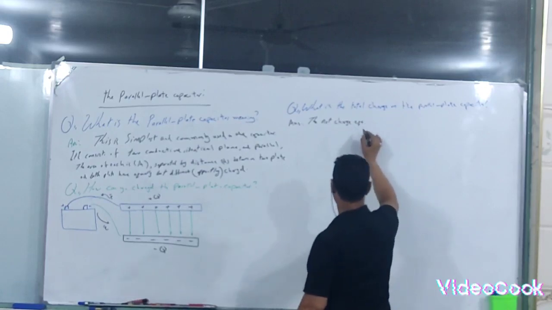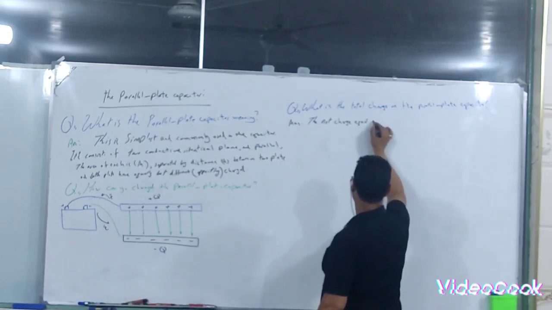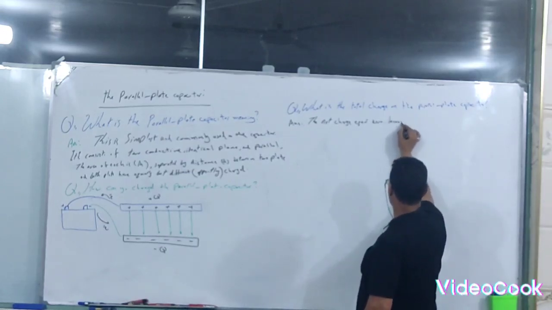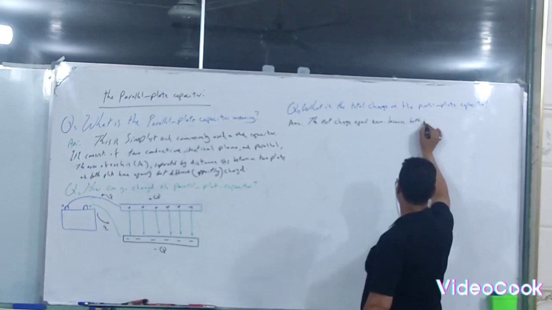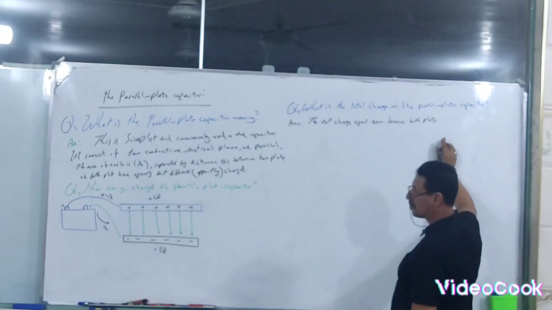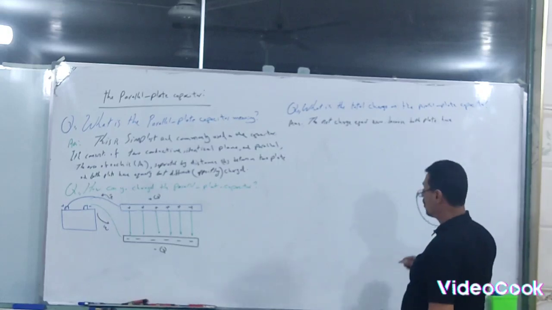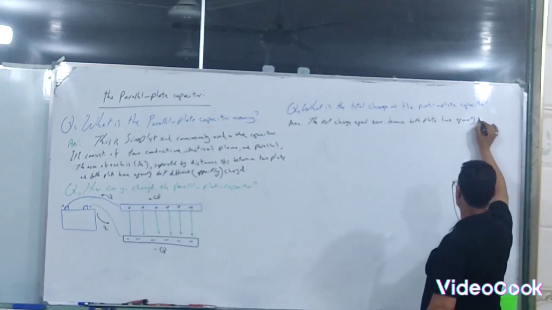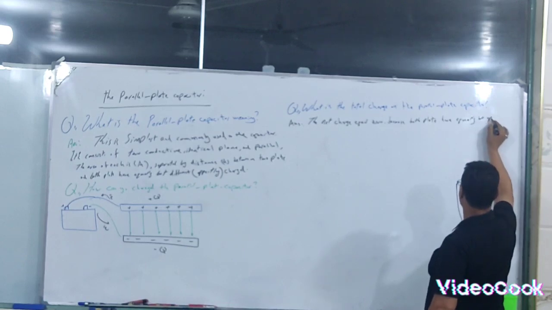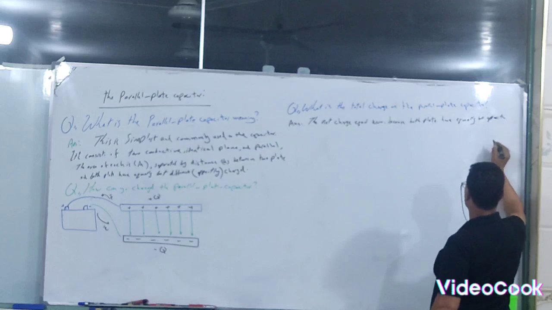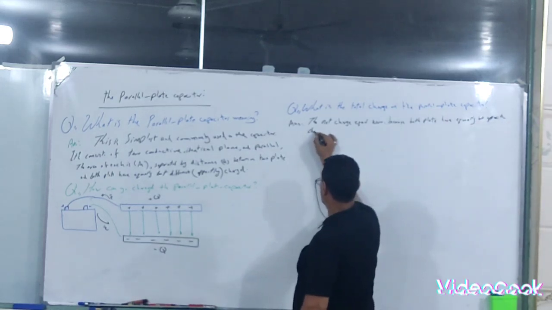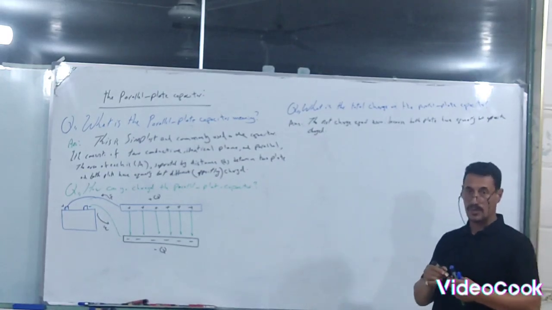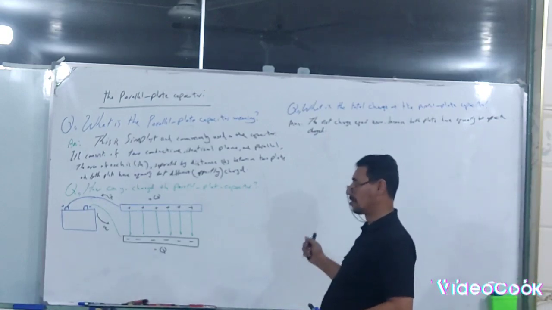That means one plate has a charge equal to the second plate's charge. Finally, the total charge in this case equals 0 because both plates have equal and opposite charges. We can obtain the net total charge equals 0. This is one question from the important questions.